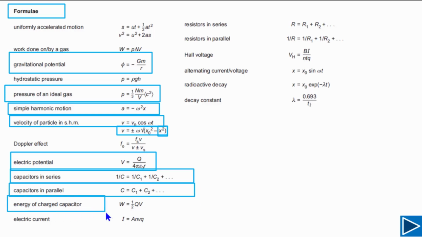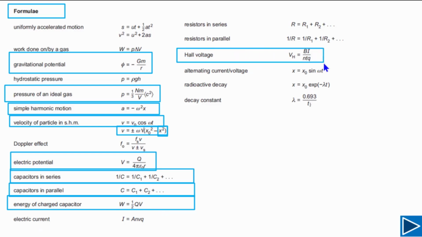And the next one is about energy stored in a charged capacitor. Q is the charge on a single plate of the capacitor, and V is the potential difference between the plates. And next one is about Hall voltage. Very important one. Most of the time, if there is any question about Hall voltage, they will even ask you what is n, what is t, and what is Q. So you need to understand what is t and what is n.